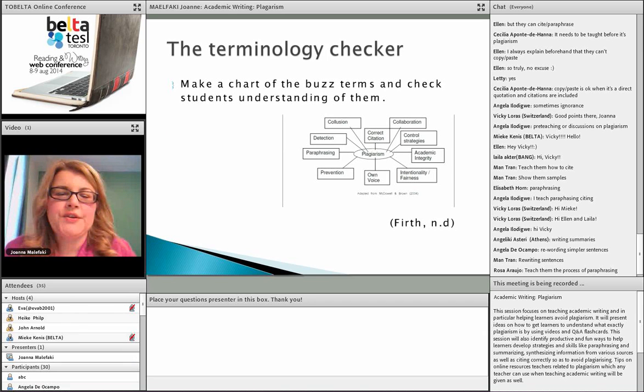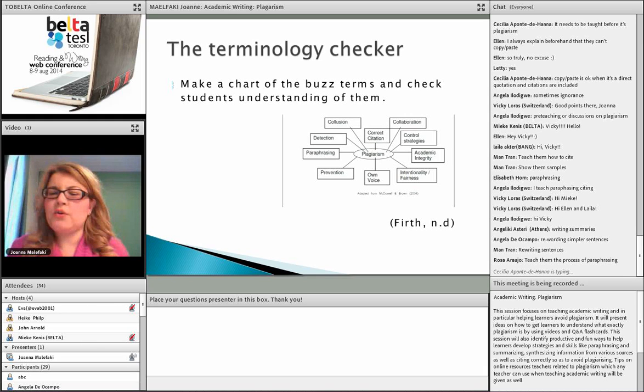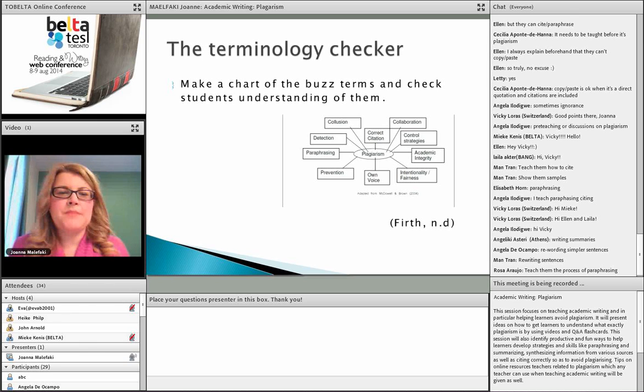Another thing you can do with your learners is some kind of mind map, a terminology check. So you make something like a mind map, okay? In the middle you have all the buzz terms, all the terms that have to do with plagiarism or, I don't know, collaboration, collusion. You put all these words on your smartboard or on an overhead projector and you start asking, what's this, what's that, have a group discussion. Or you could ask them to match the words on the mind map with the definition. So this is another thing, checking all the terminology and making sure that they understand it so they know what it is.